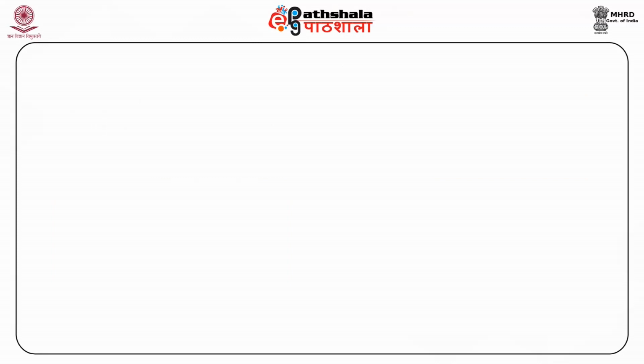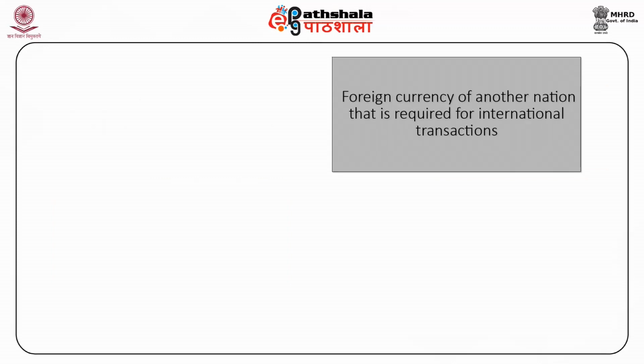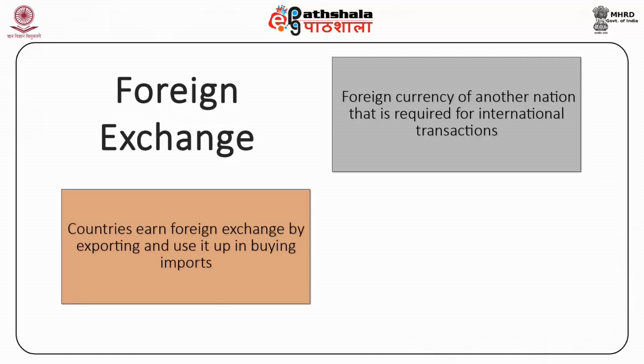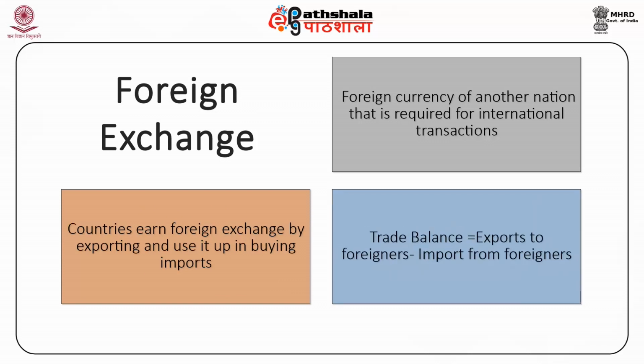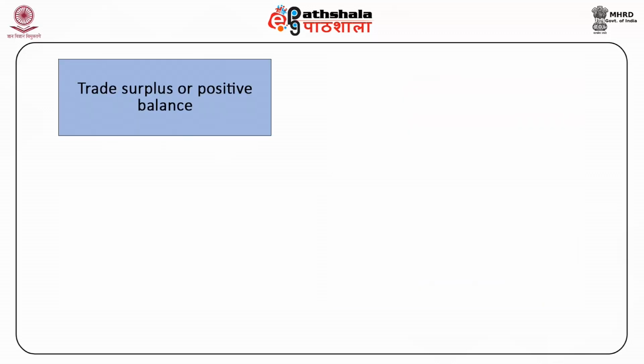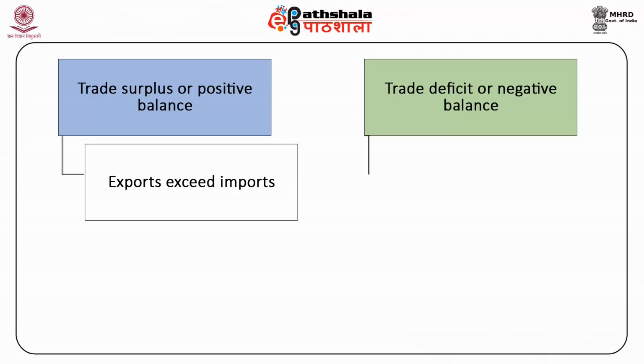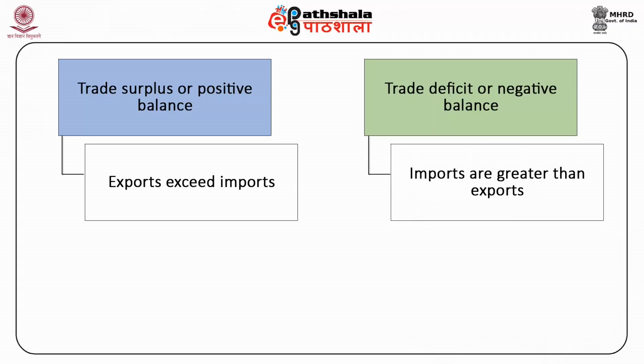The currency of another nation that is required for international transactions is called foreign exchange. Countries earn foreign exchange by exporting and use it up in buying imports. The trade balance of a nation is the difference between exports to foreigners and imports from them. A nation will have a positive balance or trade surplus if its exports exceed imports, and it will have negative balance or trade deficit if its imports are greater than exports.